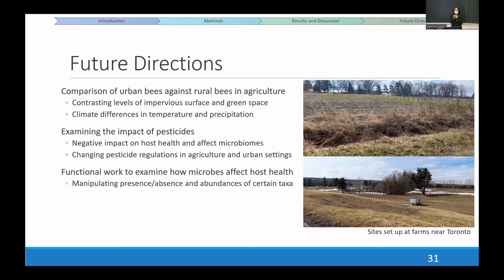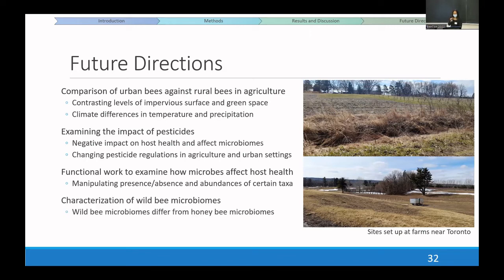Again, functional work needs to be done to examine how microbes are affecting host health, with experimentation specifically manipulating the presence or absence of and comparing the abundances of certain taxa being interesting, so that we know what it is that these microbes are actually doing to bees. And a lot of work in our lab has been done to characterize wild bee microbiomes in general, as wild bee microbiomes have been shown to differ from honeybees.